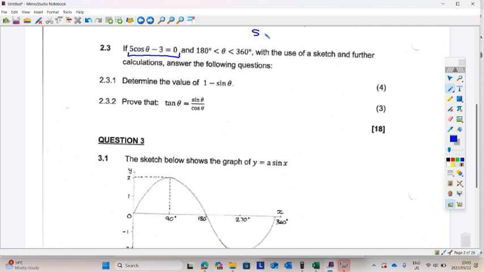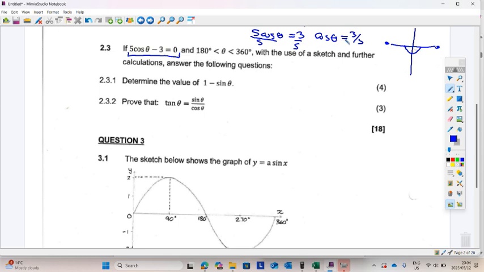So we are saying 5 cos theta is equal to 3. We've taken 3 to the other side and then divide by 5. We have cos theta is equal to 3 over 5. And then, according to what we have here, our theta is between 180, this is where your 180 is, and 360. So it's likely to be in these two quadrants, right?